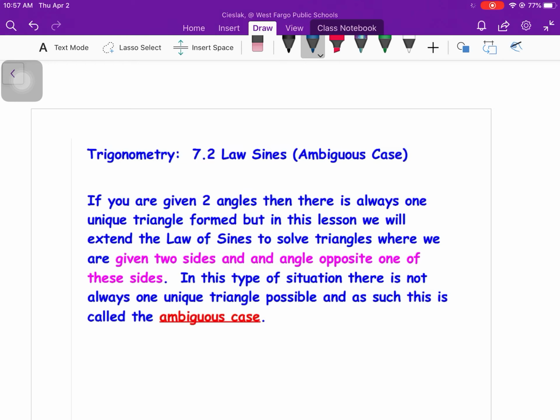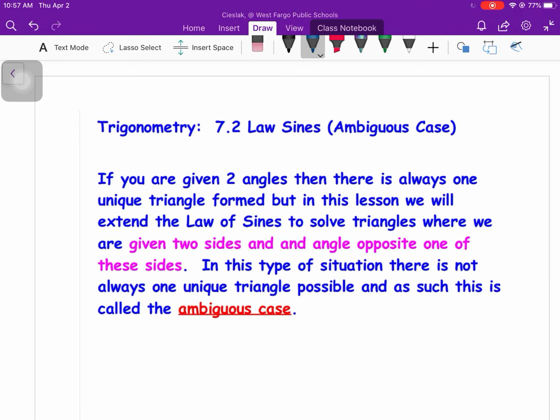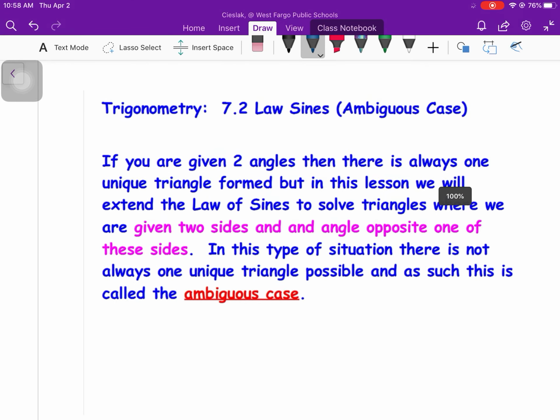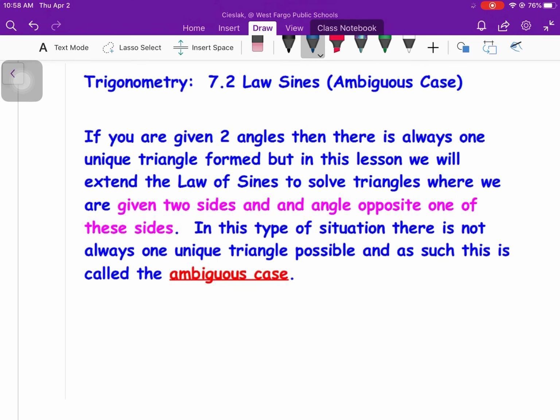Alrighty, ladies and gentlemen, here is the second video of Chapter 7, and that is on the continuation of the Law of Sines, but it is a special case of the Law of Sines, and that is what we call the ambiguous case. So, the ambiguous case brings up a topic that you guys kind of discuss in geometry, and this is what's going on here.